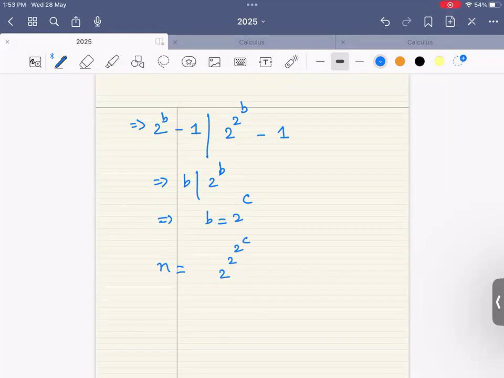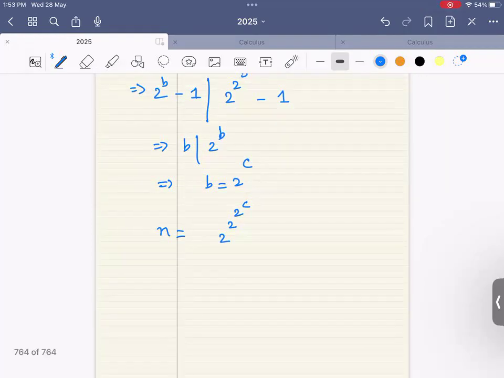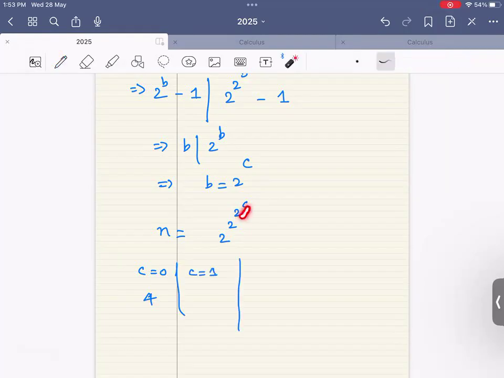And we need all numbers which are less than 10 to the power 100. So we begin by setting c equal to 0. So there's 1, so there's 2 to the 2, which is 4. 4 is definitely less than 10 to the power 100. How about if we were to put c as 1? So this is 2 to the power 4, right? What if you were to put c as 2? So this is 4, so this is 2 to the power 16.